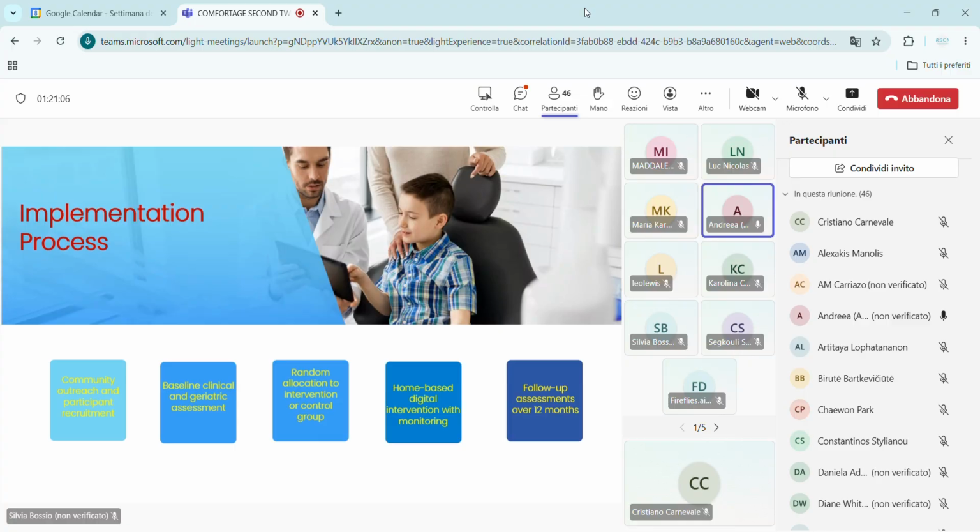Okay, so implementation follows 5 steps. We begin with community outreach and participant recruitment.